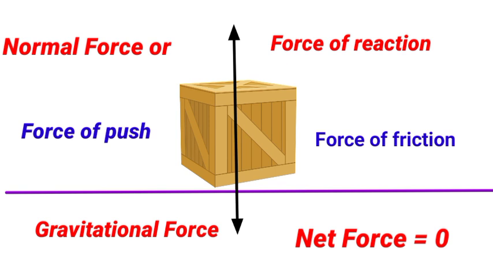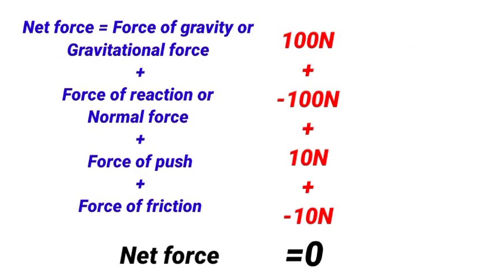First is the force of gravity. Second is the force of reaction exerted by the ground. Third is the force of push. Fourth is the force of friction. Now let's say the force of gravity is 100 Newton, and since the force of reaction is equal and opposite to the force of gravity, its value will be equal to minus 100 Newton. Suppose the force of push that we apply onto this body is taken to be 10 Newton, and since the force of friction is equal and opposite to the force of push, it must be equal to minus 10 Newton. So let's say these are the forces which are acting on this body with this magnitude.